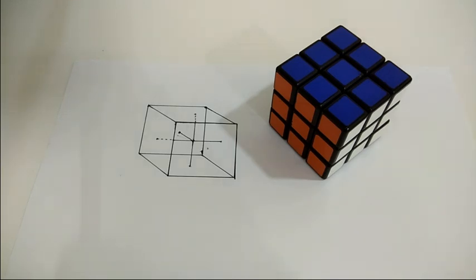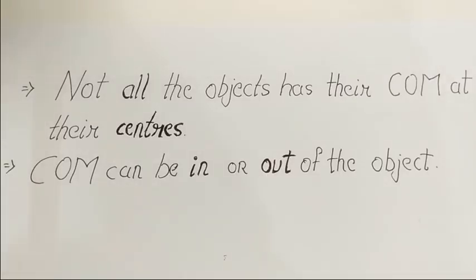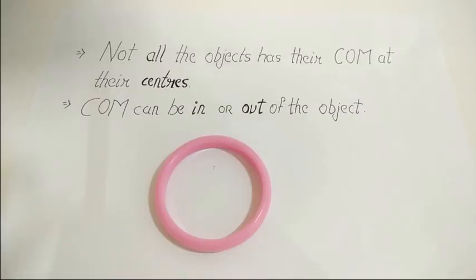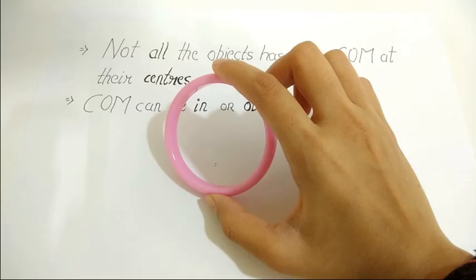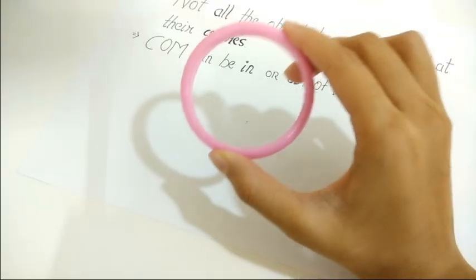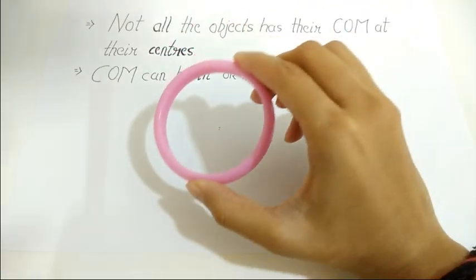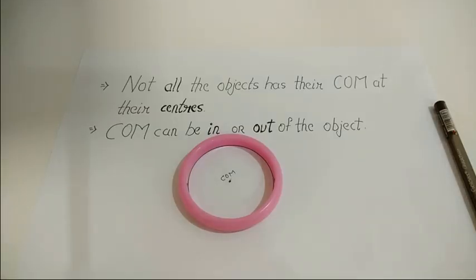But here comes an important point: not all objects have their center of mass at their centers, and center of mass can be in or out of the object. Let us take the example of a ring. So here we have a ring. The center of mass of this ring is at the center, which is here.